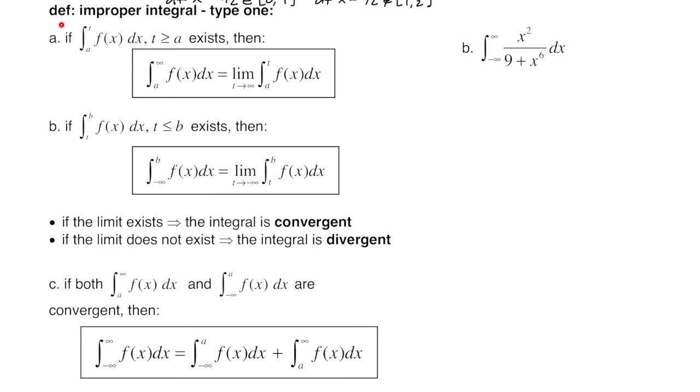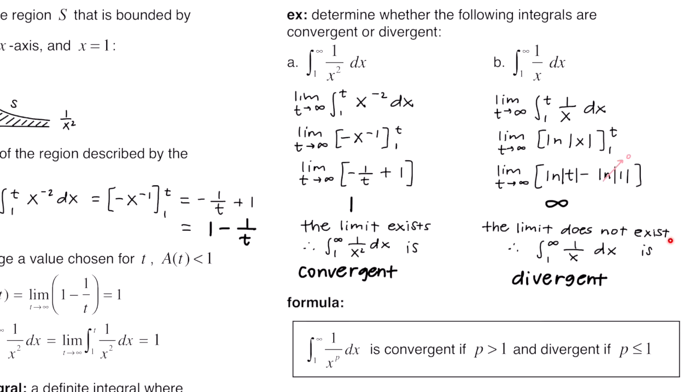And again, according to the definition of an improper integral type 1, if the limit does not exist, we say that the integral is divergent. So I just wrote that out. The limit does not exist. Therefore, the integral from 1 to infinity of 1 over x dx is divergent.